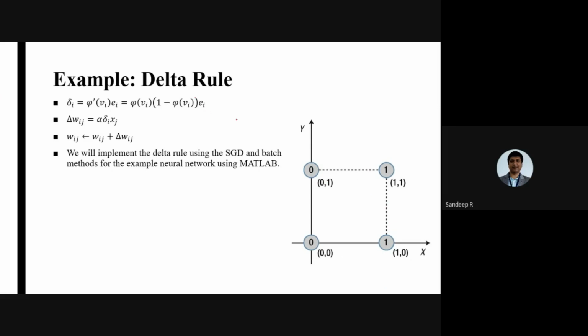Remember, we are using the generalized delta rule. So delta is nothing but the differentiation of the activation function into EI. We will use the sigmoid activation function: sigmoid activation function output into 1 minus sigmoid activation function output into EI, and the weight updation is this, and this is how it finally updates.